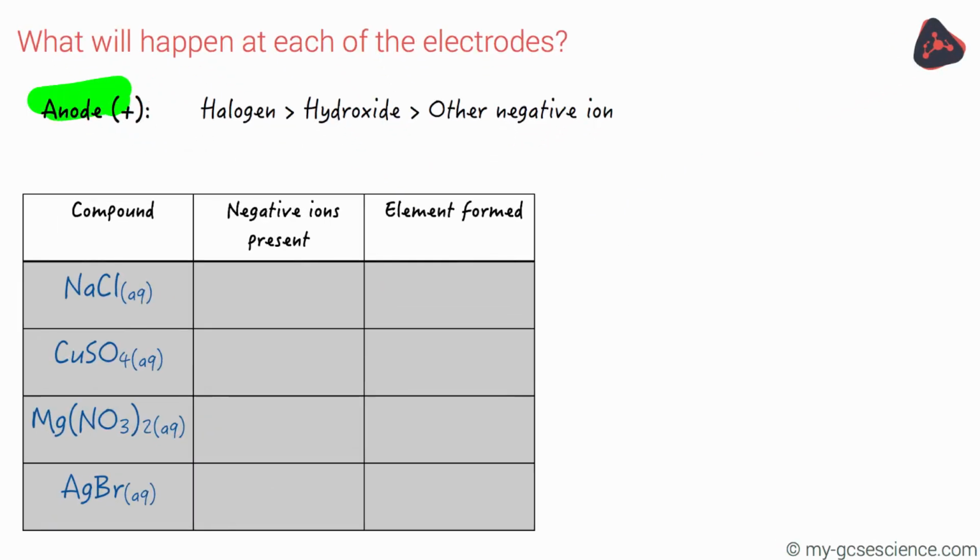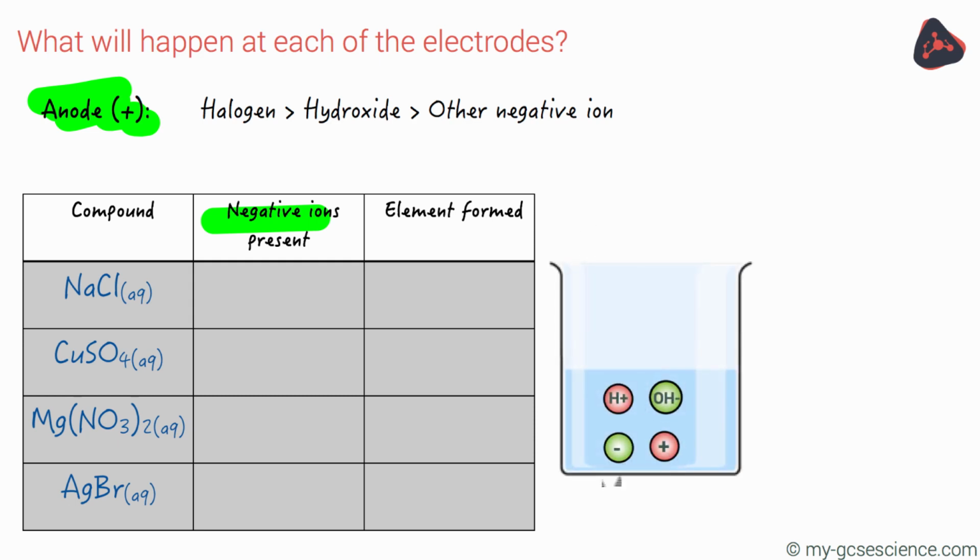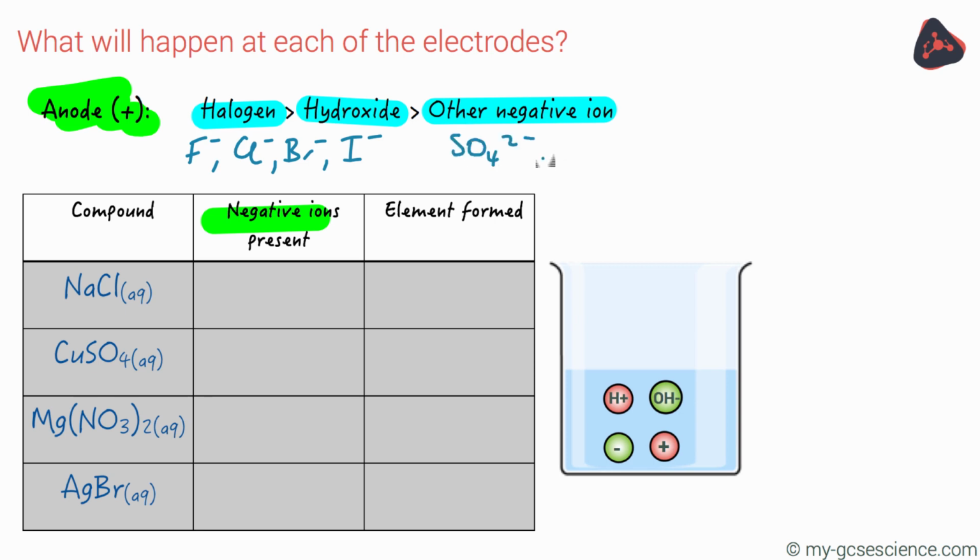So, at the anode, we're always going to produce negative ions. This means it's either going to be the negative ion from the ionic compound, or it's going to be the hydroxide ion from the water. This can be summarised into three main categories of ions. We've got the halogens, which are the group 7 ions, such as fluoride, chloride, bromide, or iodide. The hydroxide ion, or other negative ions, and these might include, for example, sulfate or nitrate.